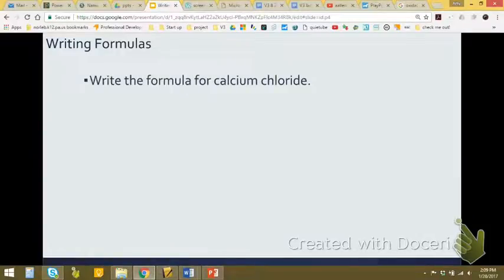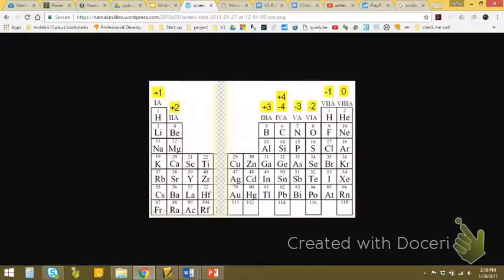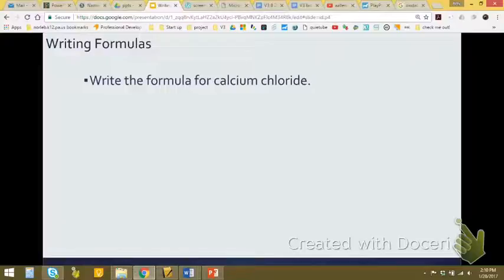So let's take a look first at calcium chloride. If we look at our oxidation numbers for calcium and chlorine, calcium is in group 2, so found here, has a +2 charge. Chlorine, all the way over here, has a -1 charge. So remember, +2 and -1. If I were to write this out, I would simply write calcium, give it a +2 charge, write chlorine, give it a -1 charge.